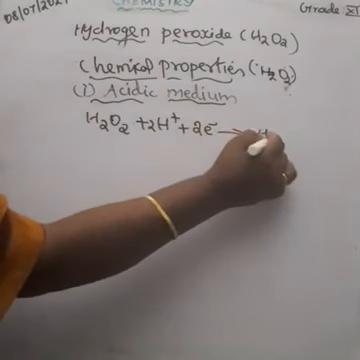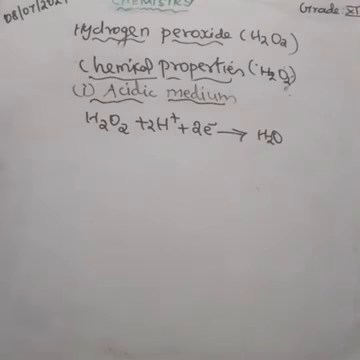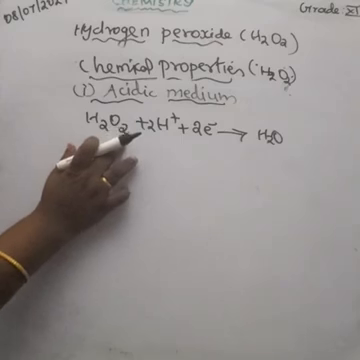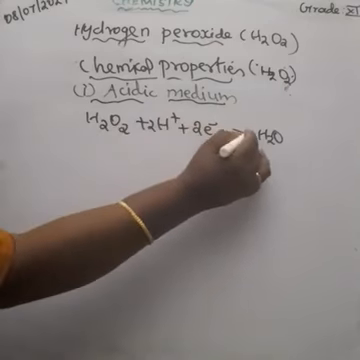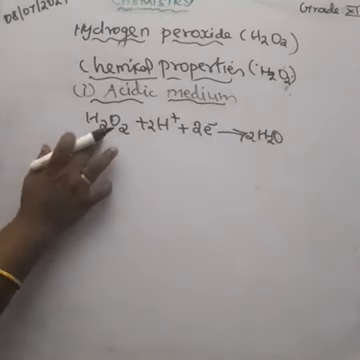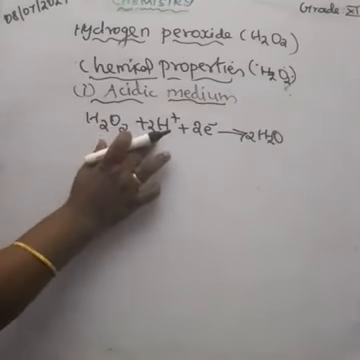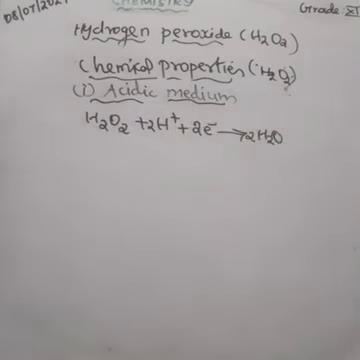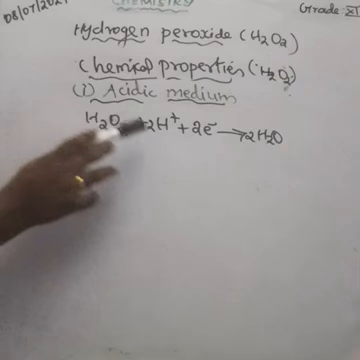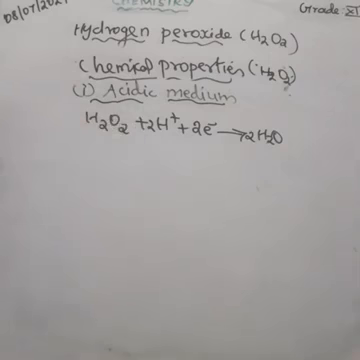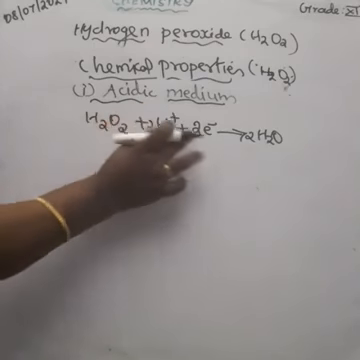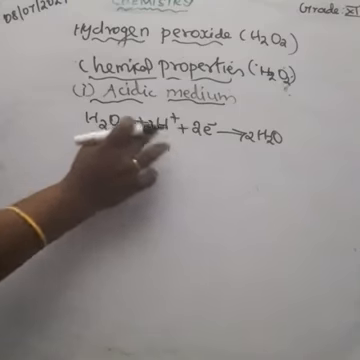Here, how many hydrogen? 2 hydrogen and 2 oxygen, but here only 1 oxygen, so we have to make it 2. So 2 hydrogen, and here also 2 hydrogen, 2 twos are 4 hydrogen, and it combines with the 2 electrons, and we get the water. So this is the acidic medium. Here these two H plus ions accept these two electrons and form the water molecule.